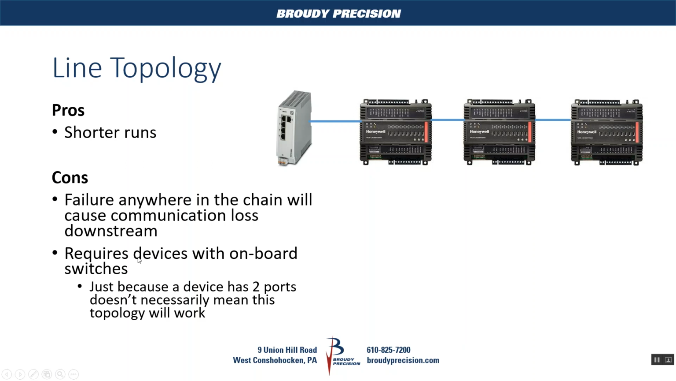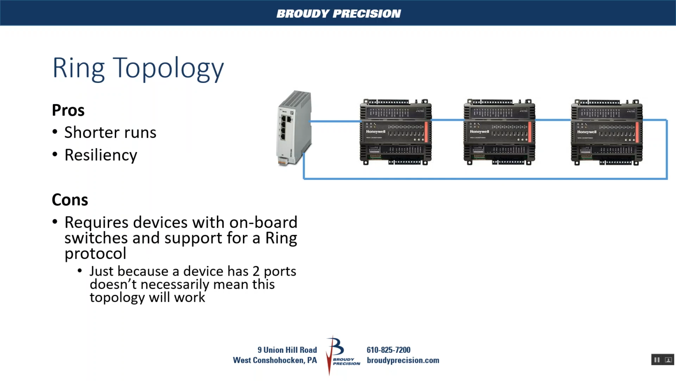And then your other con is that it requires devices that have an onboard switch. Just because the device has two Ethernet ports on it doesn't necessarily mean that you'll be able to use it in this capacity. So something like a JS8000, it has two Ethernet ports on it, but those ports aren't routed to each other. So you can't go in with information from one port and come out the other port. A Honeywell Cyber 30, on the other hand, has an onboard switch, and all of those ports operate in the same way that a regular switch does. So you could take any device in and go out to your devices downstream.